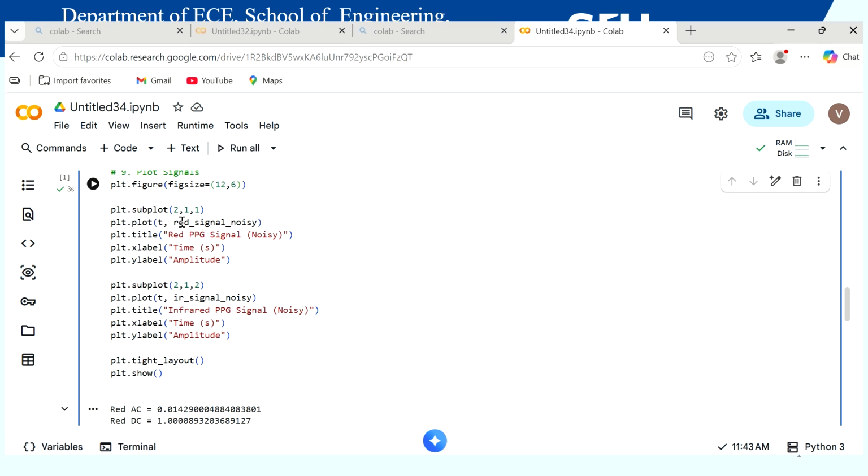So in the same way, whatever we did for red, the same thing is done for IR also: IR_signal_noisy. The Y-axis is mentioned in terms of amplitude, that is why the Y label is amplitude, and the X-axis is time in seconds. So the title of this figure is infrared PPG signal noisy.